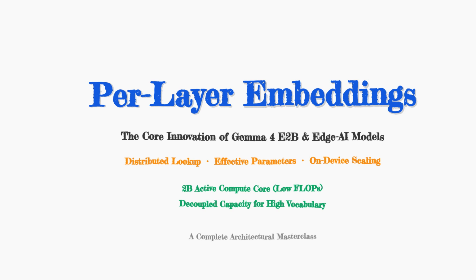The E in E2B stands for effective parameters. By decoupling memory lookup from active floating-point matrix multiplications, per-layer embeddings allow a model with just a 2 billion active compute core to deliver the representation quality and reasoning of a much larger network.